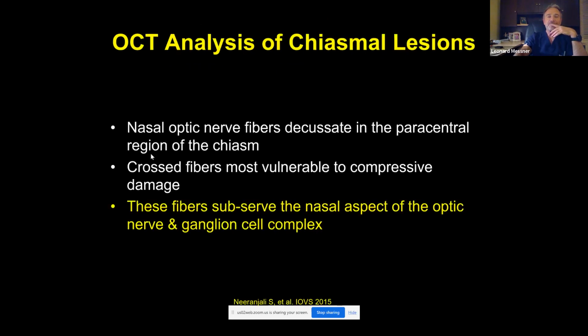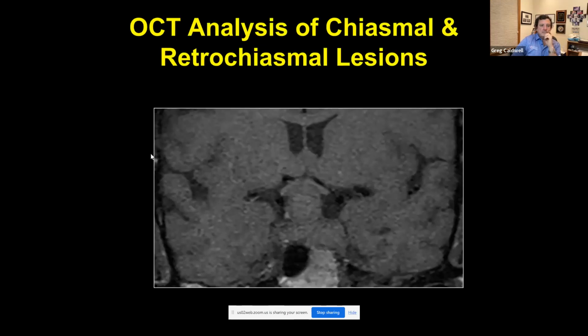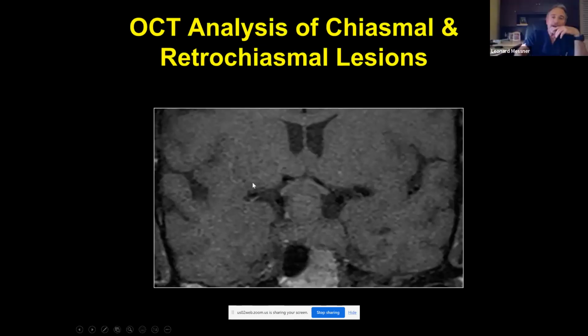So, hey, Len, can you go back one? Yeah. Is that the pituitary gland there? This is a pituitary adenoma that is emanating from the pituitary gland, but what you can see is this bowing of the chiasm directly over this pituitary adenoma.